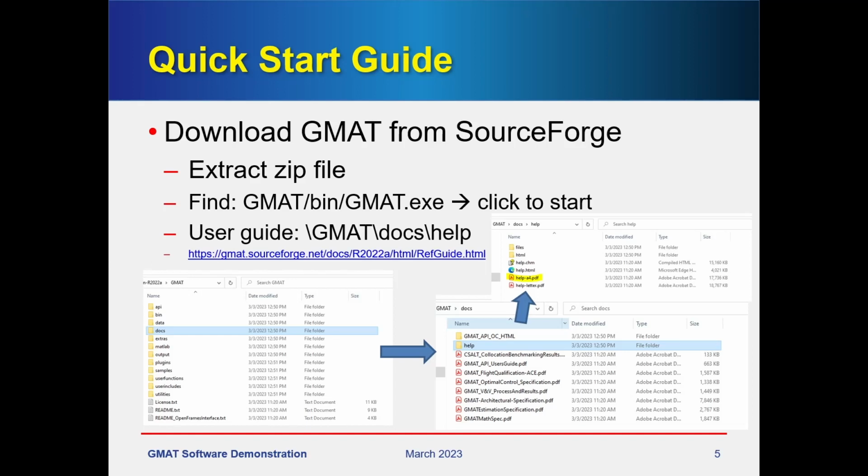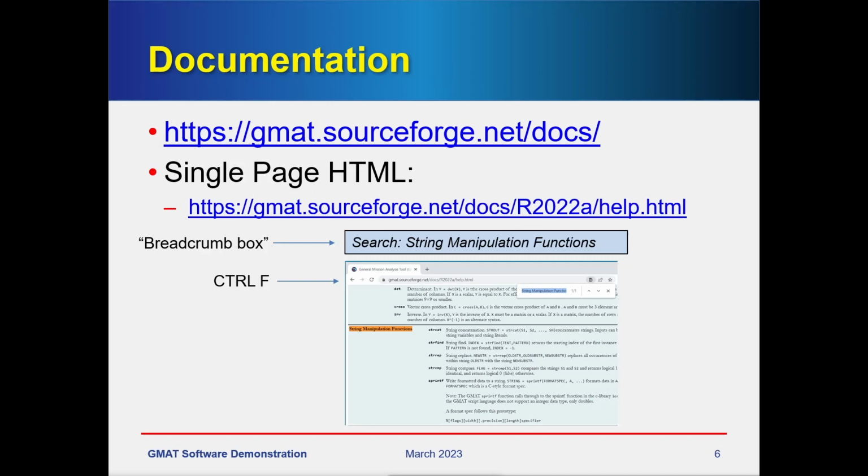There are several ways to access the user documentation. One way is to navigate to the Docs folder and then to the Help folder. Click on the help-a4.pdf. This will open the user guide as a PDF. There are also web-based documentation options. If you navigate to gmat.sourceforge.net/docs, you will find several different formats available. There's a user guide with links to each section called the reference guide. There's also a single-page HTML file.